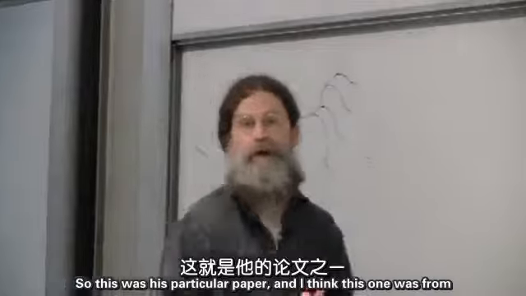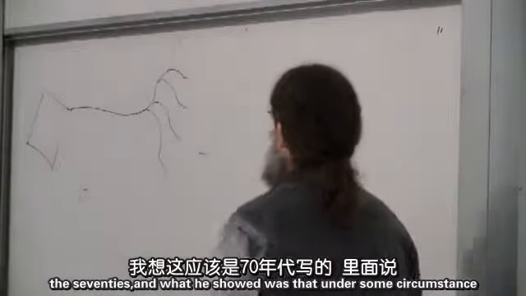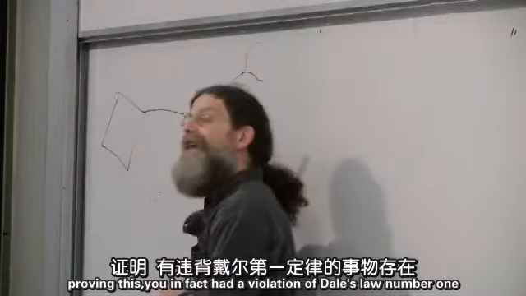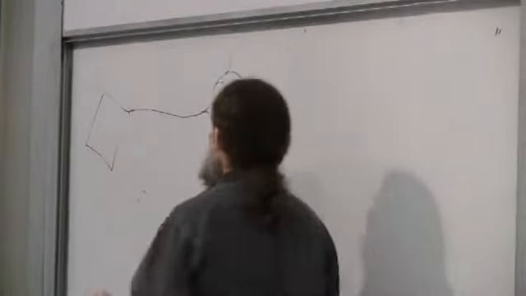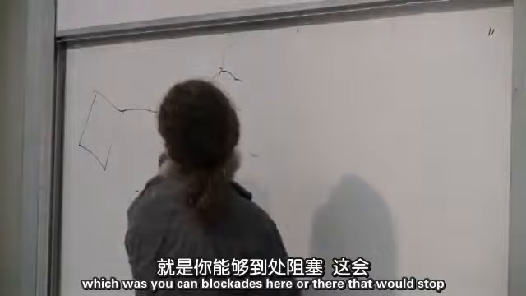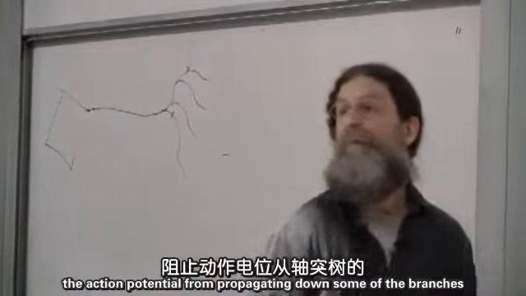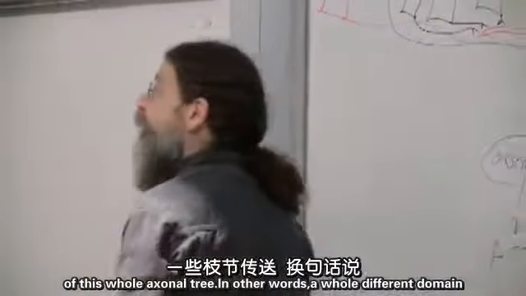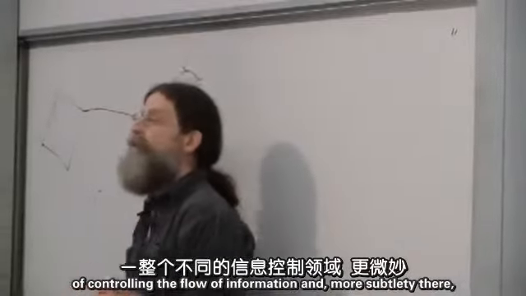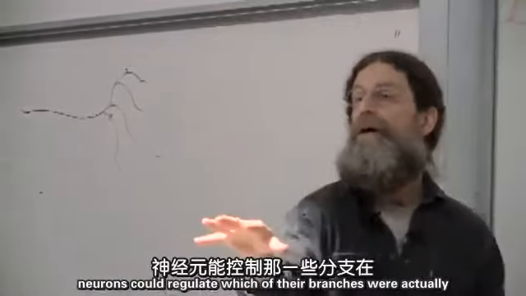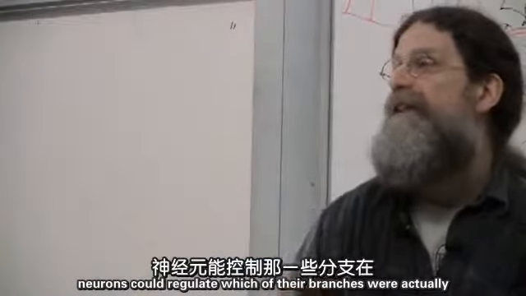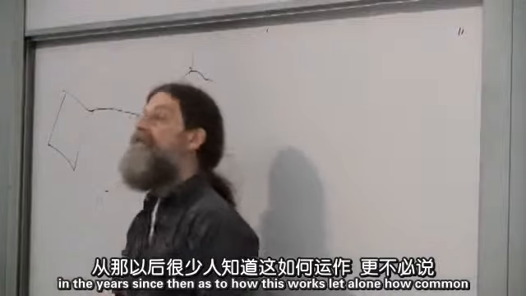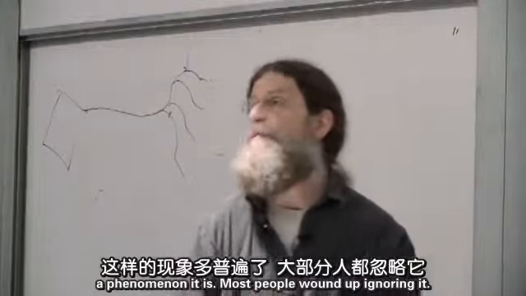So this was his particular paper, and I think this one was from the 70s, and what he showed was that under some circumstances, with him lined up with his hundreds of oscilloscopes proving this, you in fact had a violation of Dale's law number one: you can get blockades here or there that would stop the action potential from propagating down some of the branches of this whole axonal tree. In other words, a whole different domain of controlling the flow of information. More subtlety there: neurons could regulate which of their branches actually were sending on the message. And remarkably little has been learned in the years since then as to how this works, let alone how common a phenomenon it is. Most people wound up ignoring it.